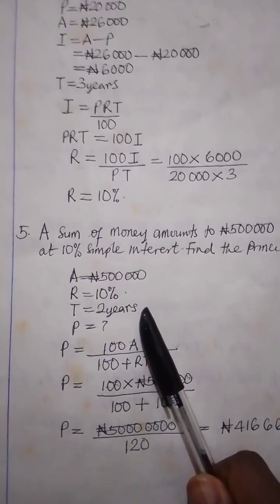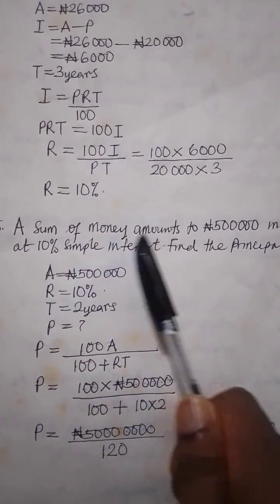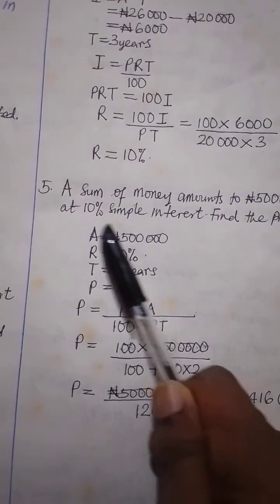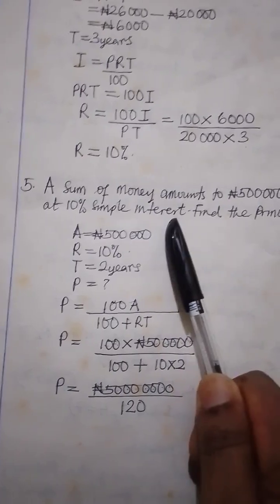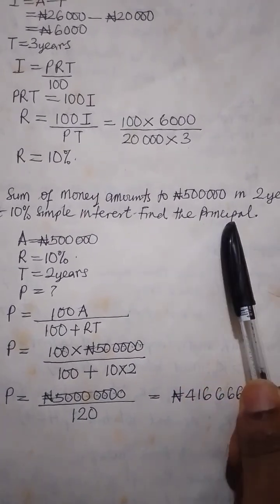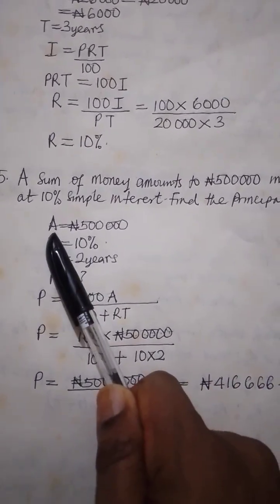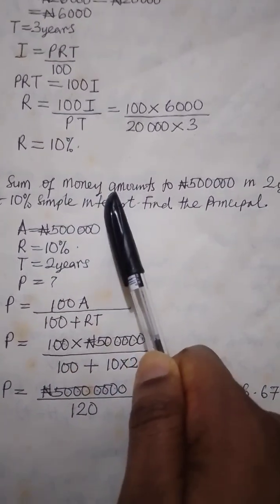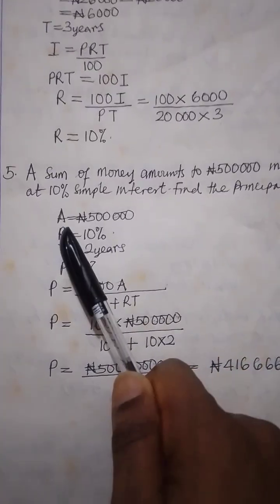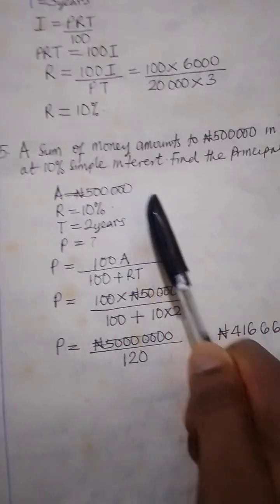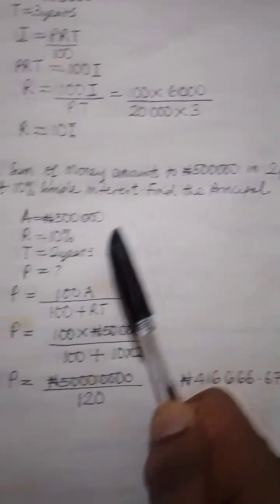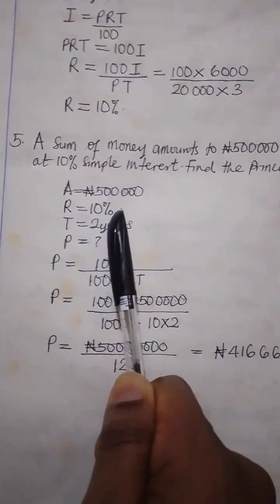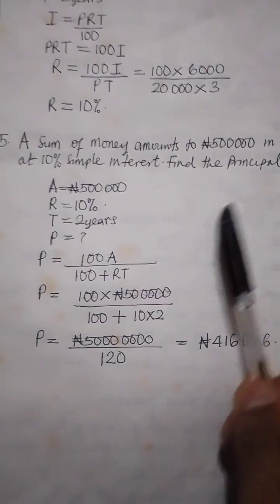The last question now. A sum of money amounts to 500,000 in 2 years at 10% simple interest. Find the principal. A is 500,000. It says a sum of money amounts to 500,000, so amount A is 500,000. In 2 years, so our time is 2 years at 10% simple interest. So the rate is 10%. We're told to find the principal.